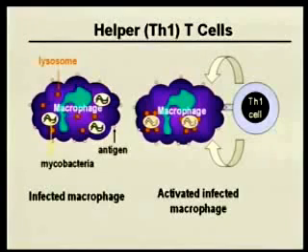A Th1 cell, which is a CD4 cell that helps to initiate the cell-mediated response, will then recognize this particle and produce various factors, typically cytokines. We'll discuss those later, that then activate this macrophage to become able to kill more of these bacteria or pathogens.